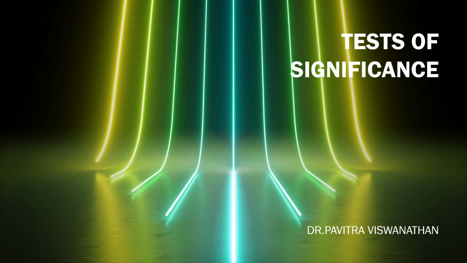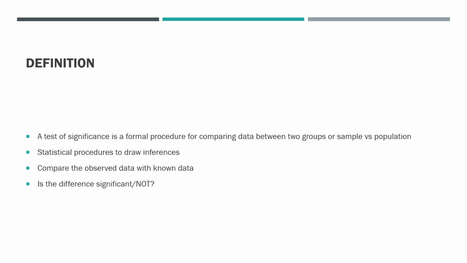So without any further ado, let's jump into the topic proper. As any question starts, first we need to understand what it is. So start with the definition. A test of significance is actually a formal procedure for comparing data.